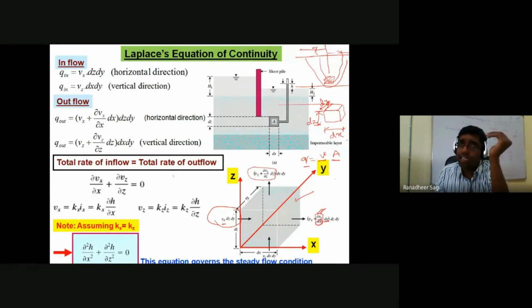And with what velocity is it leaving out? Vx plus ∂Vx/∂x into dx is the velocity with which it is coming out, and the cross-sectional area through which the water particle is leaving out is, once again, dz into dy.